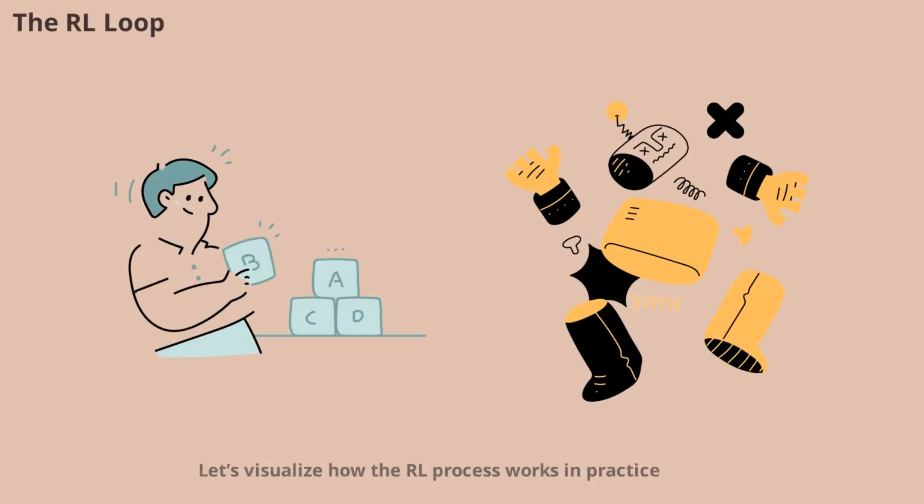Let's visualize how the RL process works in practice. The agent starts in a certain state within the environment. It selects an action based on its current knowledge or policy. The environment then responds, providing a new state and a reward. The agent uses this feedback to update its strategy, aiming to maximize future rewards. This loop of observe, act, and learn is repeated many times, gradually improving the agent's performance. Over time, the agent discovers which actions lead to the best outcomes.